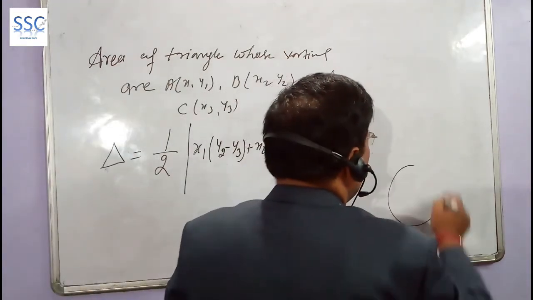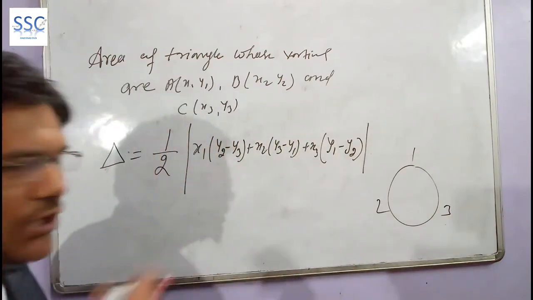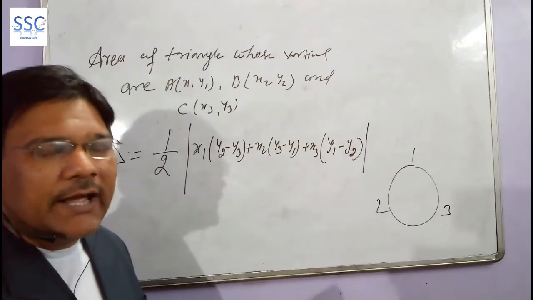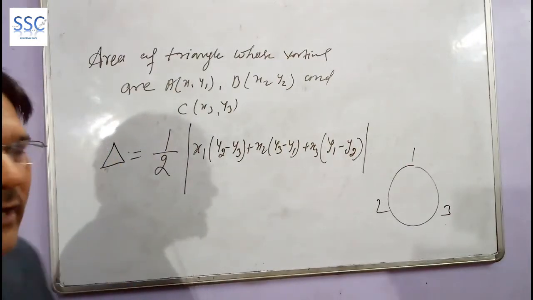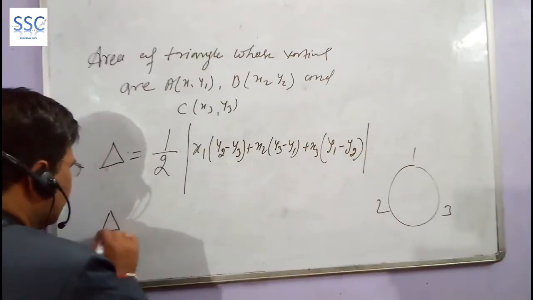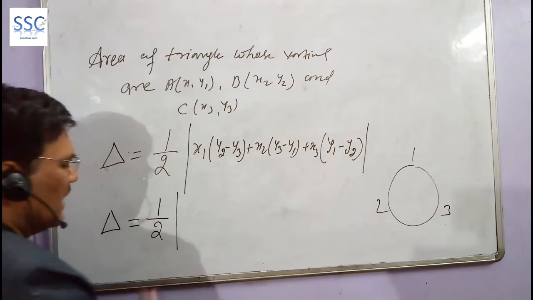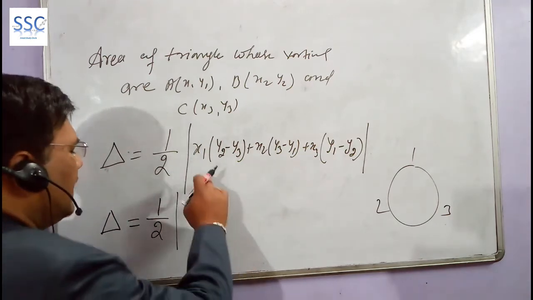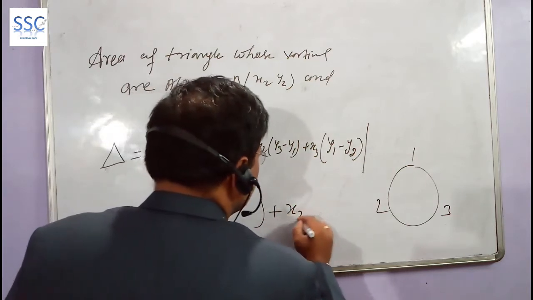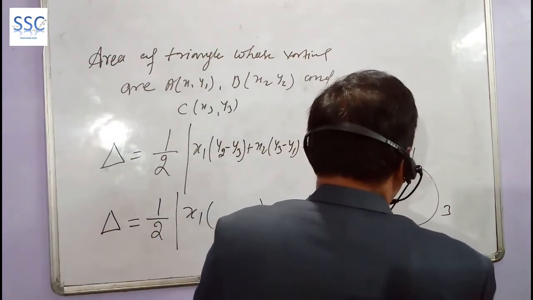There is only a shortcut to find it. You have to move on a circular path on 1 2 3, always 1 2 3, 1 2 3, keeping in mind that outside we have the x quadrant and inside we have the y quadrant. Now see how easy it is. The area of a triangle is half absolute value of x1 outside plus x2 outside plus x3.